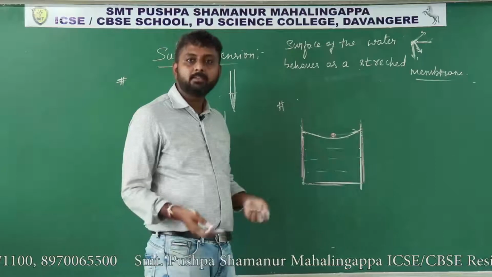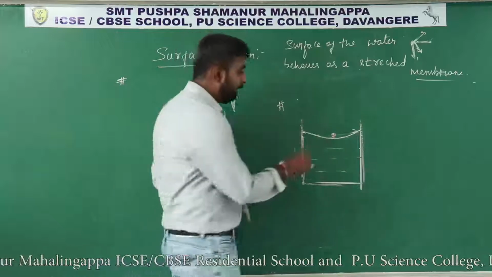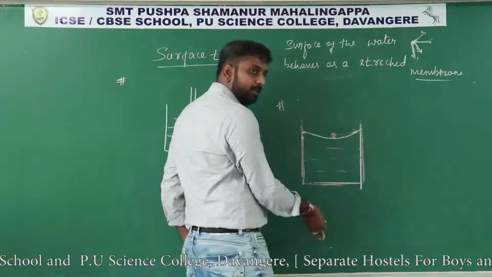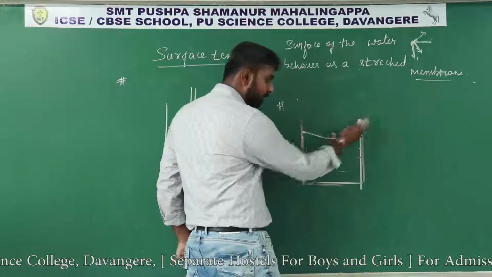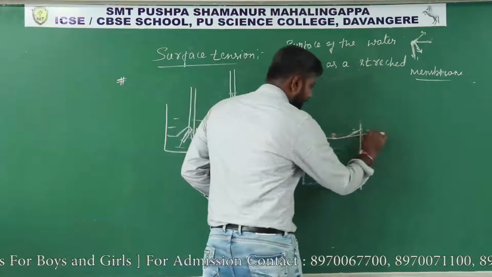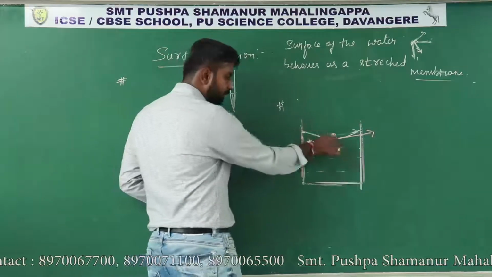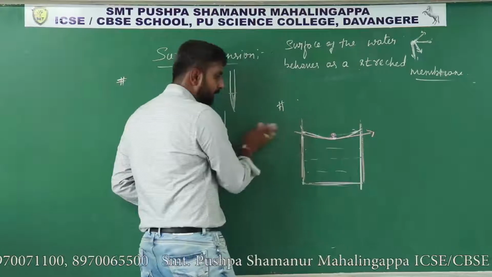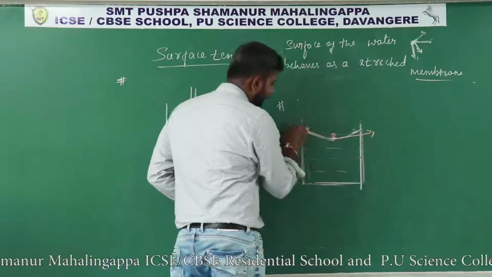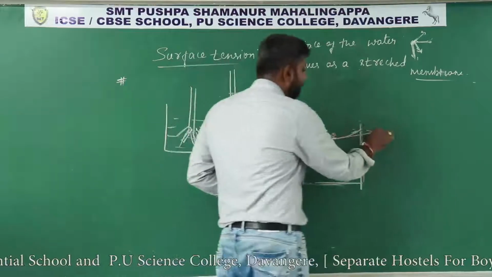I said how the surface tension will act, how the force will act: tangential to the surface. Here you can see at this point, let us consider a molecule. On this molecule, this part will apply force in this direction, right? That is tangential to the surface. And this part is also applying force on this molecule, right? That is also tangential to the surface. Like this, the tension force is acting.